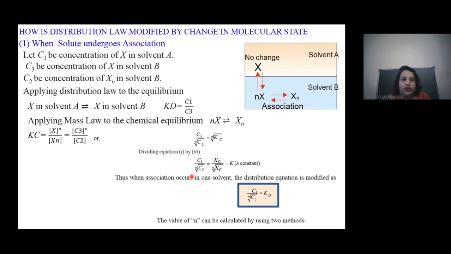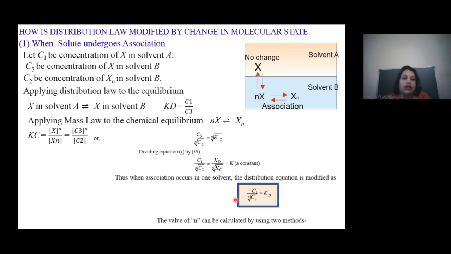N is the degree of association, which can be calculated. Suppose it forms a trimer, then it will be the cube root. If it is a dimer, square root. If it is as it is, then C1 upon C2. So if the molecule is undergoing association, we can still successfully implement the distribution law, but with certain changes. We can't take C1 upon C2; we have to take C1 upon the nth root of C2, depending on the degree of association.